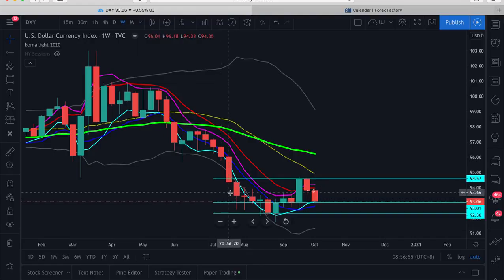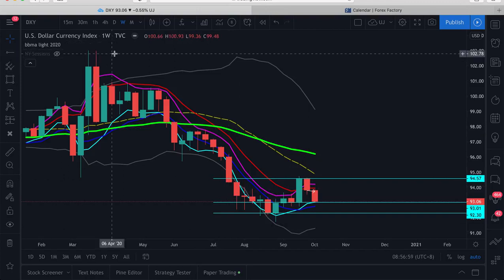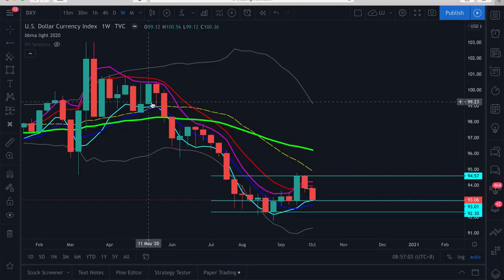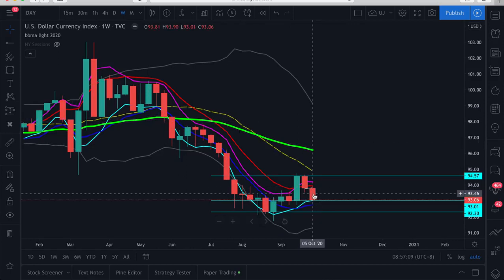As usual, we will start with DXY, the USD currency index. As you can see here, let me make it bigger. DXY currently in the weekly time frame is a re-entry buy. Price has rejected this support and created a support level over here. Last week it was making a bearish candle, but it stopped at this support level. So this is a re-entry buy setup.